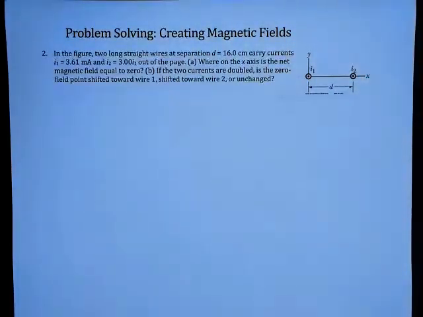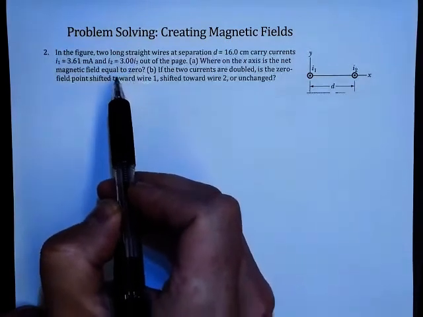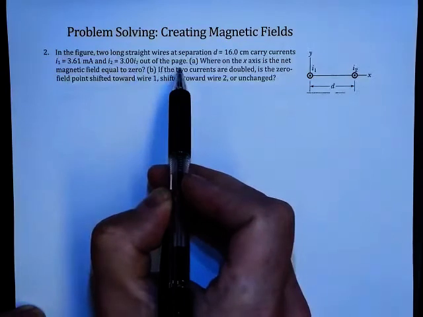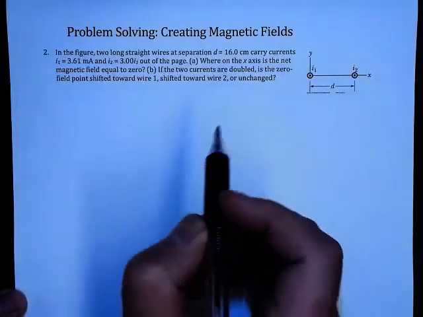Second problem uses a similar concept. In the figure, we have two long straight wires. They're separated by 16 centimeters, and they carry currents. I1 is 3.61 milliamps. I2 is 3 times I1. So whatever 3 times 3.61 works out to be, turns out we're not going to need to calculate it. Out of the page, where on the x-axis is the net magnetic field equal to 0?